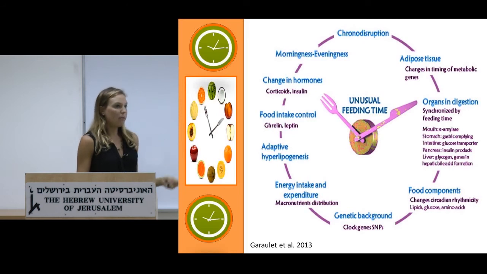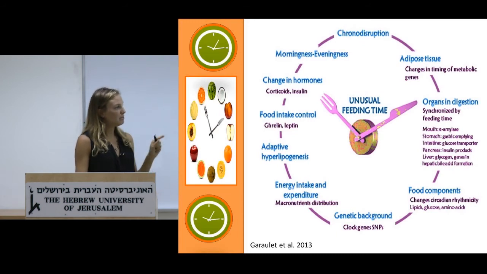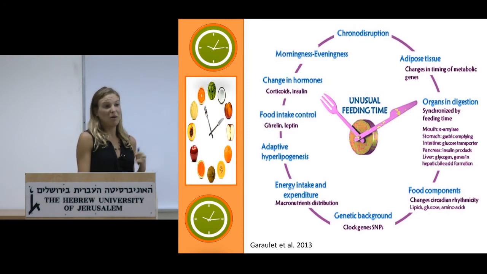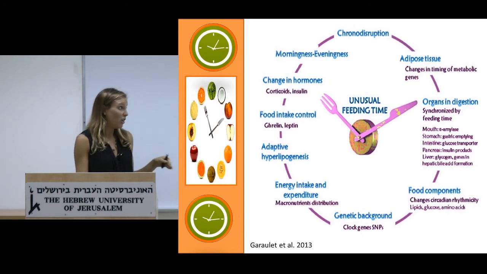Then we know that food components, lipid, amino acid, glucose, will feed back to our brain in a certain way, so this will influence. And I want to point out specifically that genetic background is important, because nowadays we know that we can have a chronotype. We can be morning people or evening people. However, we can still change this via single nucleotide polymorphism, epigenetics. So by having disrupted feeding schedules, we can also disrupt our genetic.